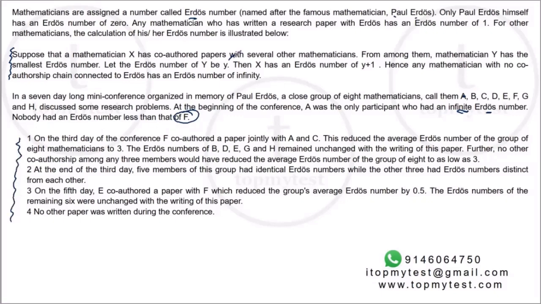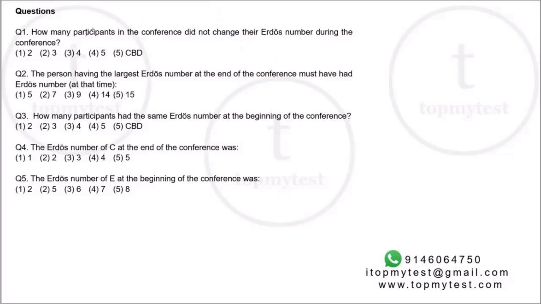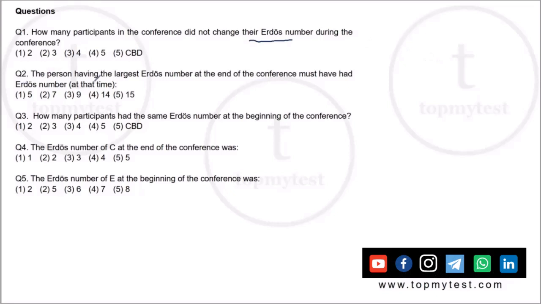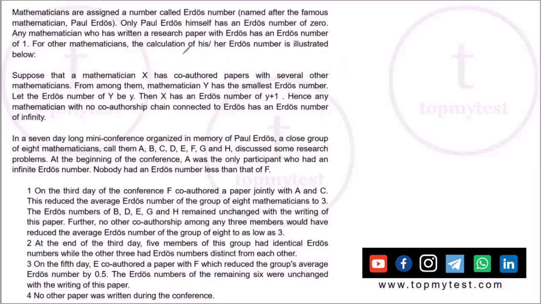And if you look at the problems which are there, it says how many participants did not change their Erdos number. The person having the largest Erdos number at the end of the conference must have been, and how many participants had the same Erdos number of C, Erdos number of E. So we need to figure out what this Erdos number is, and we have to do it for almost all of them, A to H. There are 8 participants. We have to figure out their Erdos number and how it changes through the conference.